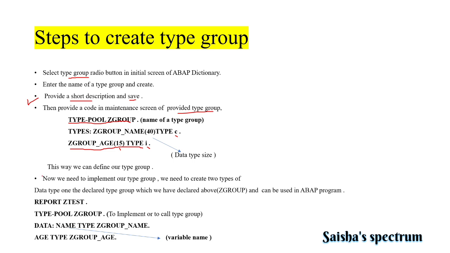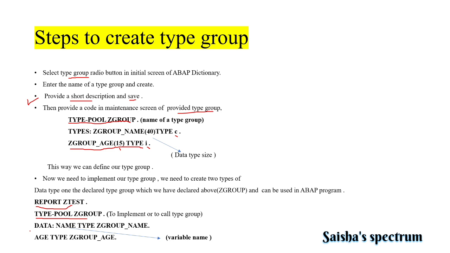To implement our type group, we need to use the data types which we have already declared in Z group, which can be used in an ABAP program like report Z test. We have created this Z test and then type pool Z group. To implement or to call the type group, we need this type pool Z group.